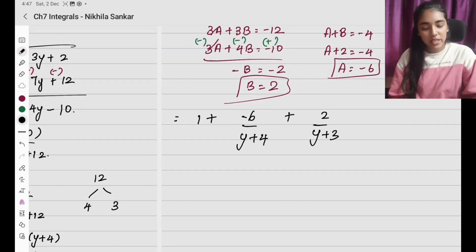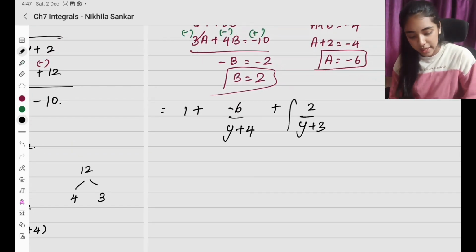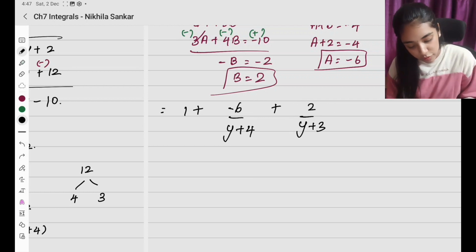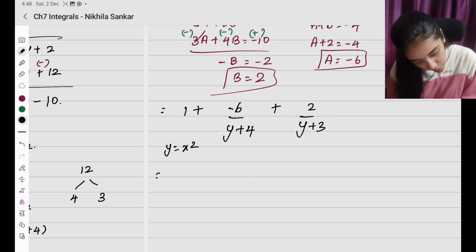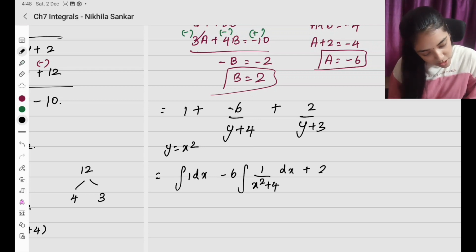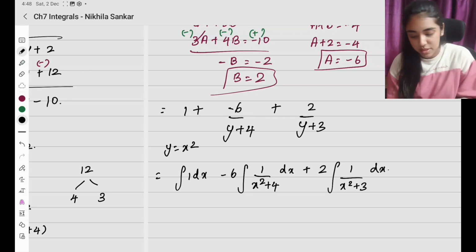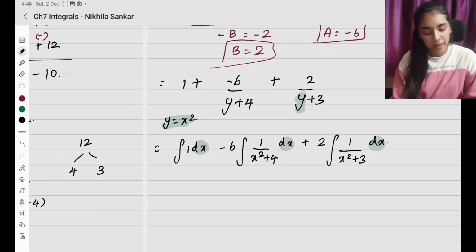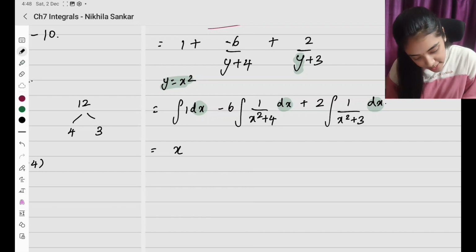Now I need to take the integral, but remember I cannot take the integral because my variable of integration is x. So I have to put back the value for y. So y equals x square. Now I can take the integral. So integral of 1 dx minus 6 times the integral of 1 divided by x square plus 4 dx, plus 2 can be taken outside, integral of 1 divided by x square plus 3 dx. Always remember, when you are taking the integral, you have to put back the value because the variable of integration is dx. Okay? Understood?